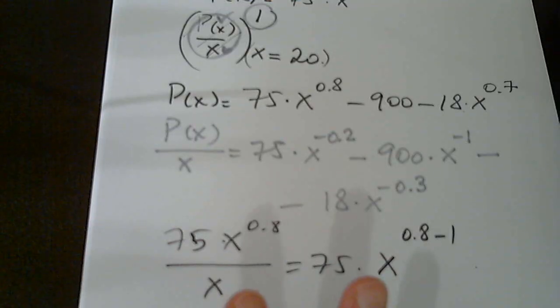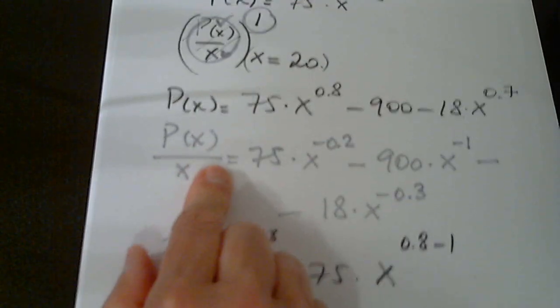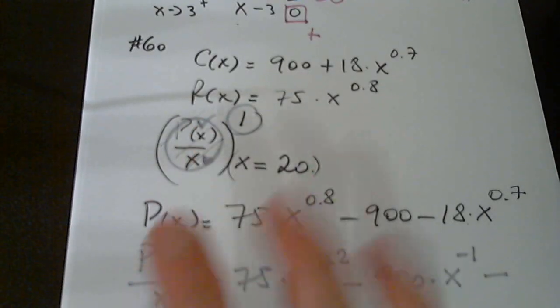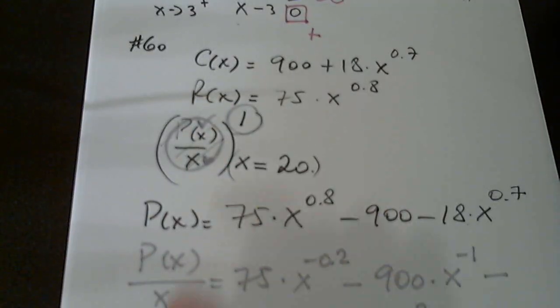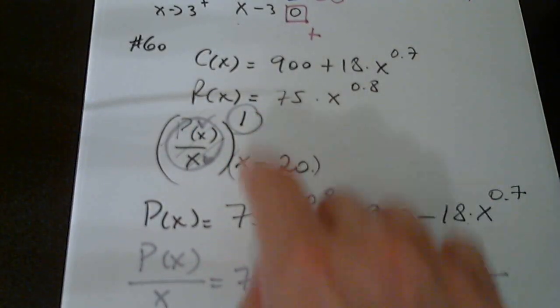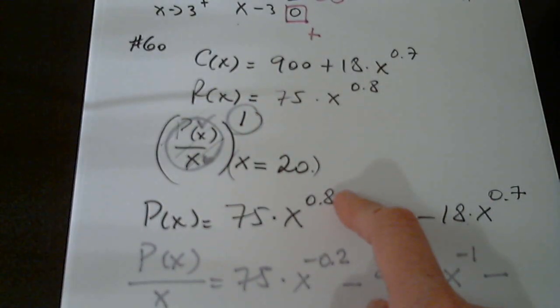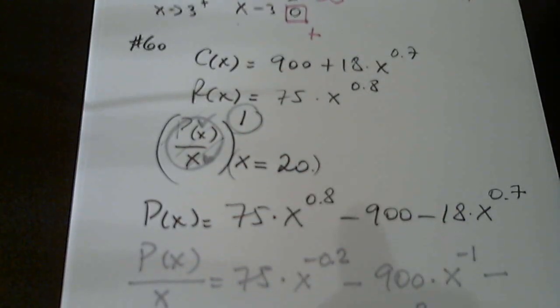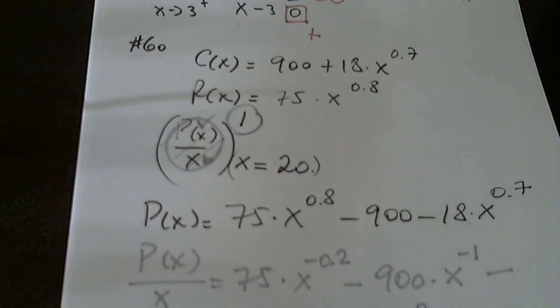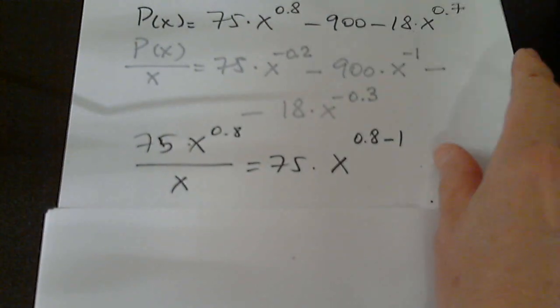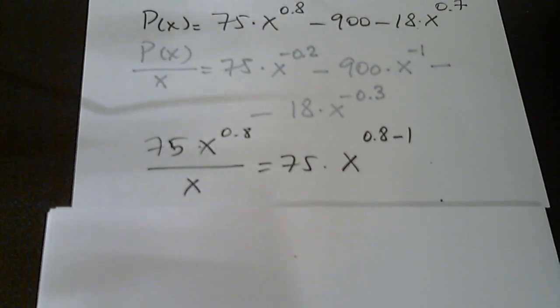No, we haven't finished. So we only determined p of x, and we determined p of x over x. Now we have to differentiate it. When we're done, we have to plug in 20. So this problem has a lot of steps. So let's differentiate it now, because we haven't done that yet.